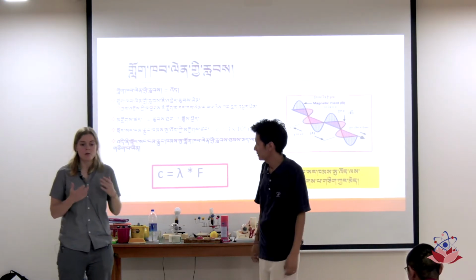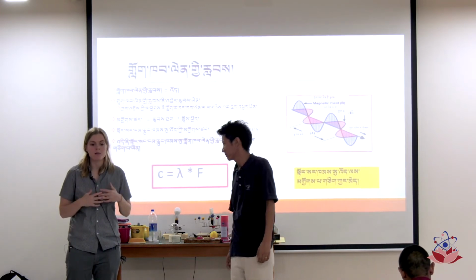The speed of light in vacuum or air is 3 times 10 to the 8th meters per second.